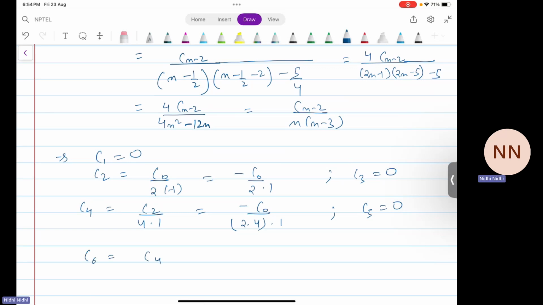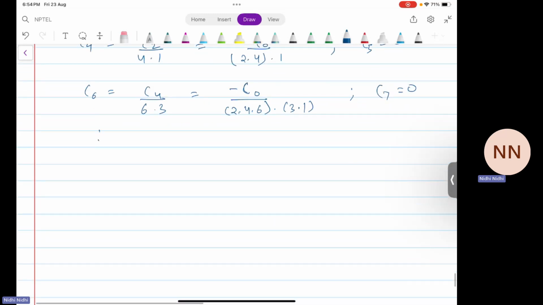C6 would be C4 times 6 times 3, which is again minus C0 times 2, 4, 6, 3, 1. C7 is 0 and so on. We'll get C2n is equal to minus C0 times 2, 4, and so on up to 2n, over 1, 3, up to n minus 3, 2n minus 3, and C2n minus 1 would be 0.